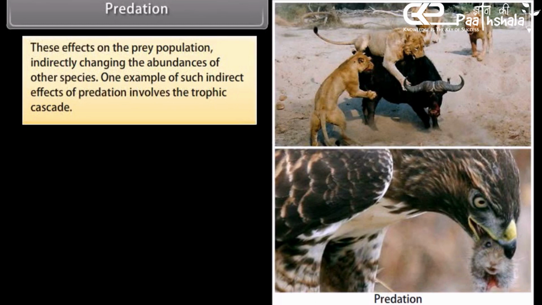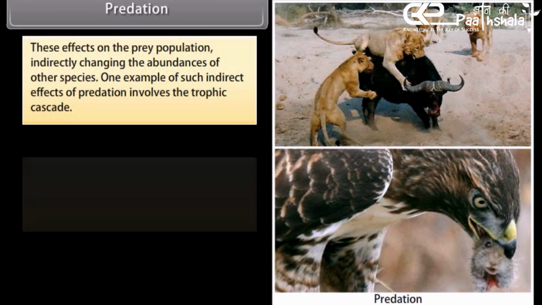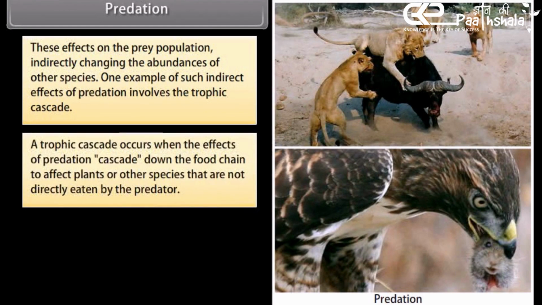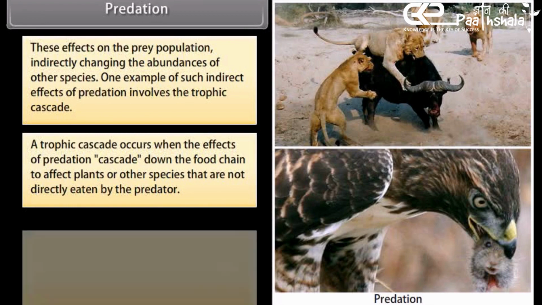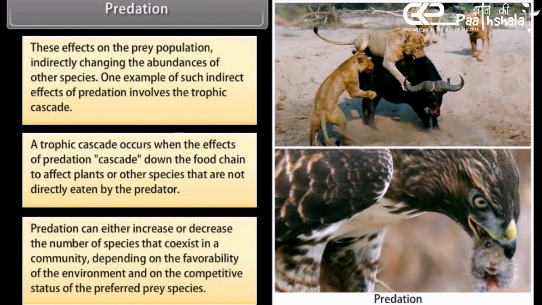One example of such indirect effects of predation involves the trophic cascade. A trophic cascade occurs when the effects of predation cascade down the food chain to affect plants or other species that are not directly eaten by the predator. Predation can either increase or decrease the number of species that coexist in a community depending on the favorability of the environment and on the competitive status of the preferred prey species.